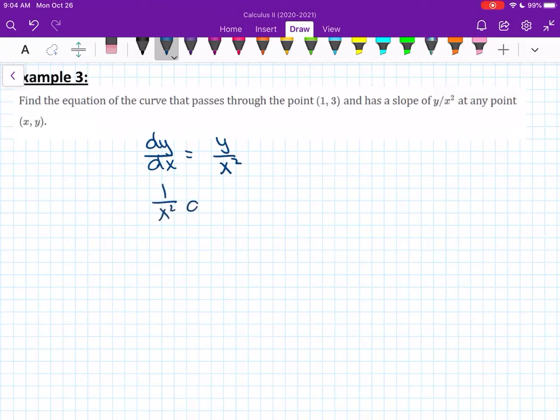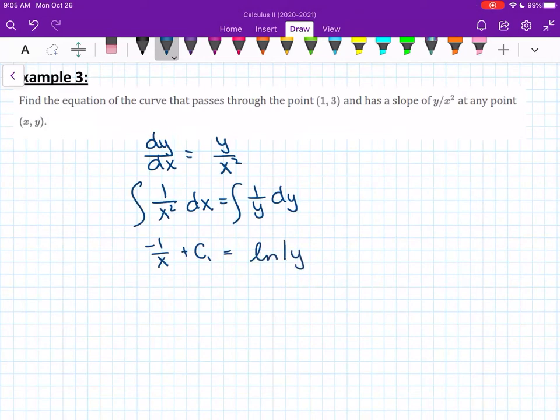So then I'm going to separate my variables, and I get 1 over x squared dx equals 1 over y dy. Integrate both sides, and I'm going to get negative 1 over x on this side plus some constant. Doesn't matter which side you put your constant on, but I'm putting it on that side because my other side has my natural log on it. So natural log of the absolute value of y. So then I'm going to raise both of them as powers, or put it in exponential form essentially.